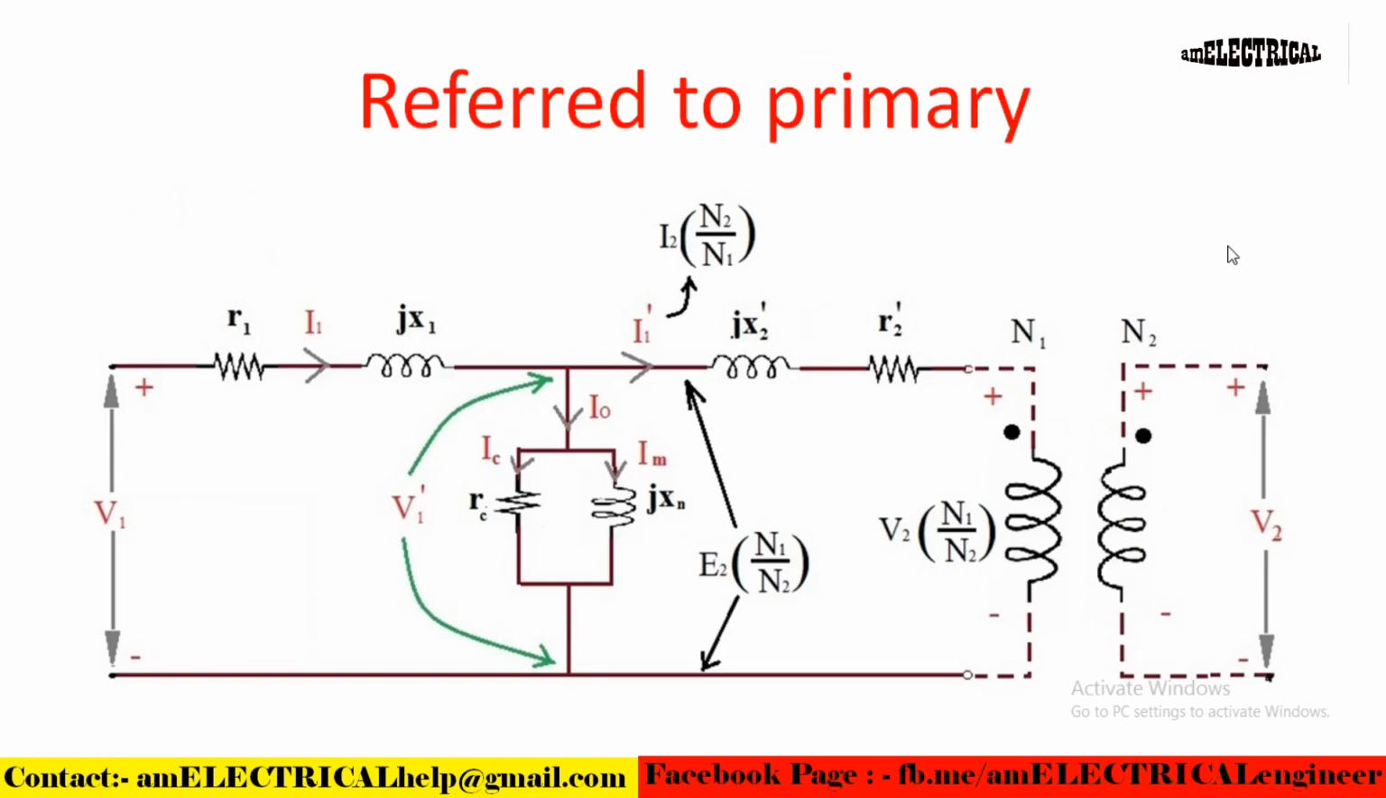Here, one more important thing, that is, after referring all secondary values to primary, the total impedance value will be R1 plus JX1 plus JX2 dash plus R2 dash. It is the total impedance. Now if we see the total resistance, it will be R1 plus R2 dash, and total reactance will be JX1 plus JX2 dash.